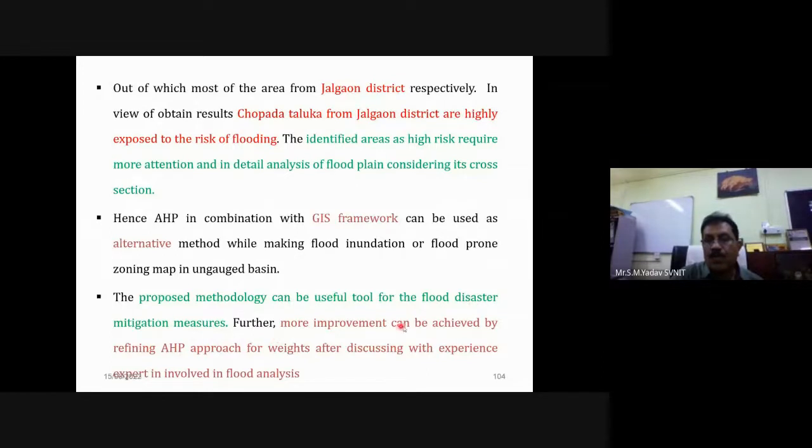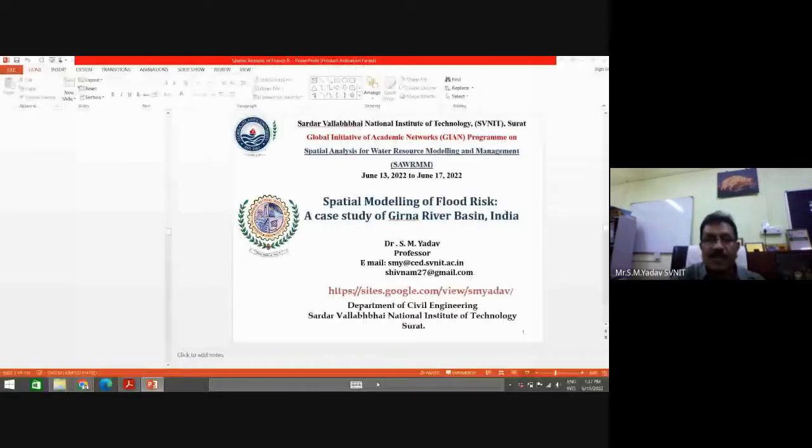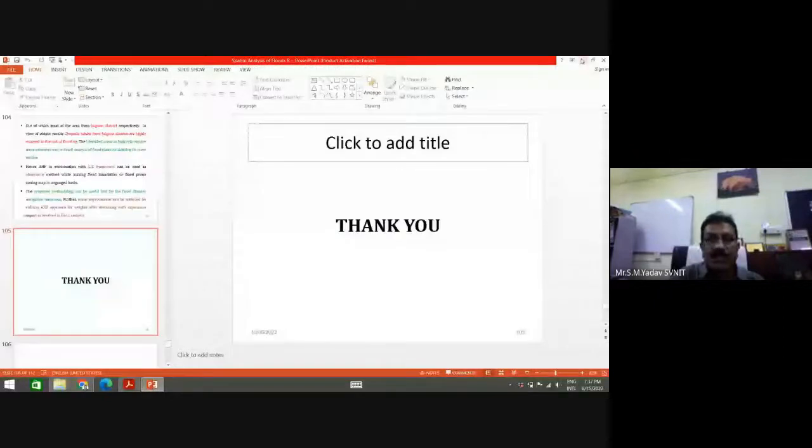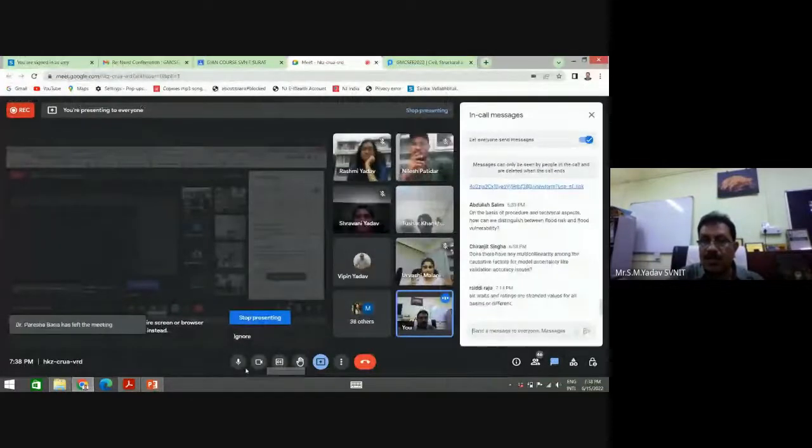Further, more improvement can be achieved by refining the AHP approach for weights after discussing with experienced experts involved in flood analysis. So this was the presentation on the Girna Basin, how the flood risk index map has been developed using the spatial data sets. So I would like to see the questions, if any questions are there.